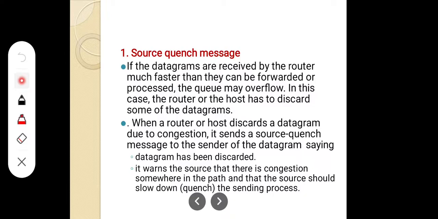What are the two details? The first detail is that the datagram has been discarded. The second is that it warns the source that there is congestion somewhere in the path, and the source should be slowed down. Slow down, or quench; quench means we have to decrease the rate and slow down the sending process. This is called the source quench message. Clear?